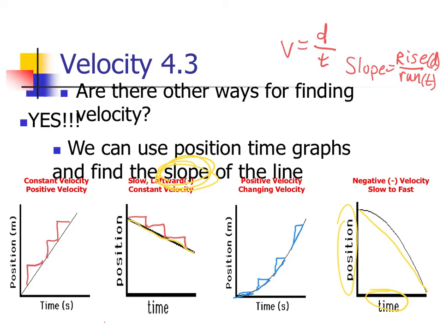Now, if you knew calculus, the curvature of that line would tell you the slope at any given instant. We're not worried about that. We want to just look at these graphs and be able to interpret whether the velocity is constant or if it's changing. The direction in which the line points usually indicates whether it's positive or negative.